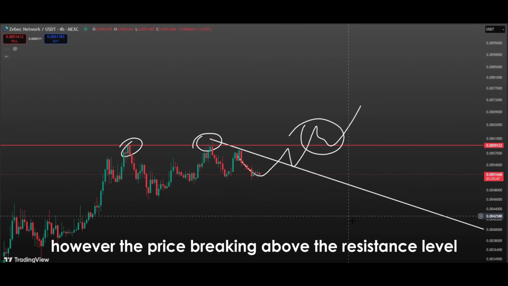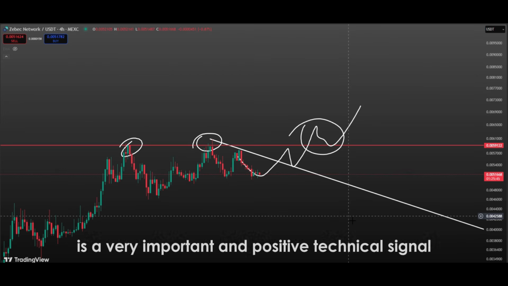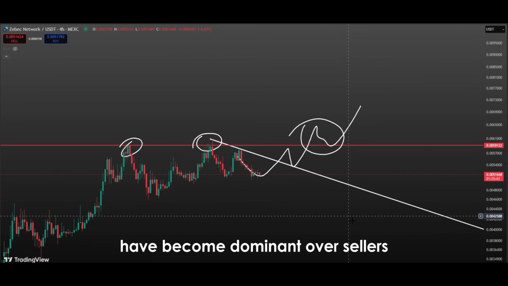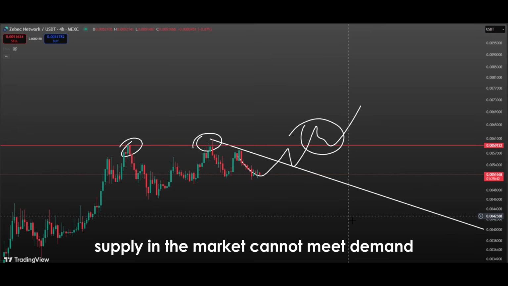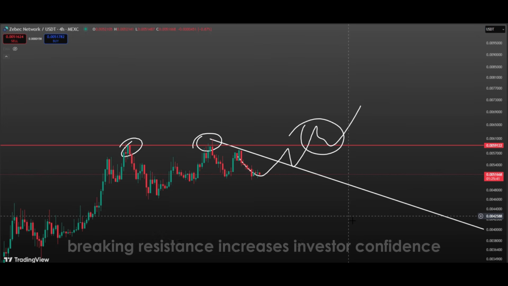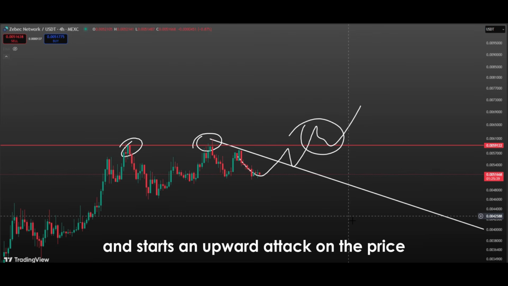However, the price breaking above the resistance level, that is, overcoming this barrier, is a very important and positive technical signal. Because this movement shows that buyers have become dominant over sellers, supply in the market cannot meet demand, and the price has entered a new upward trend. Breaking resistance increases investor confidence, triggers new buying, and starts an upward attack on the price.